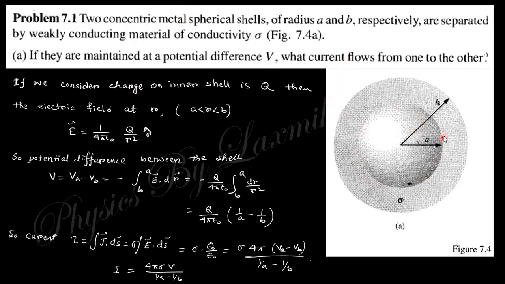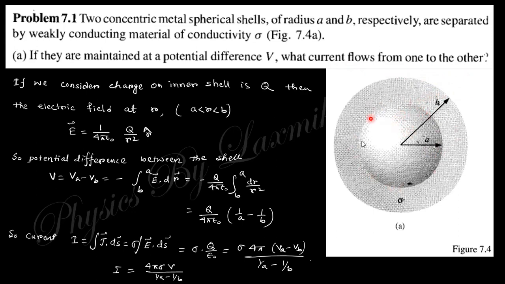These are two concentric metal spherical shells of radii A and B respectively, separated by a conducting material. Between these two shells there is a conducting material of conductivity sigma. If we maintain a potential difference V between these two shells, what current flows from one to another, right?